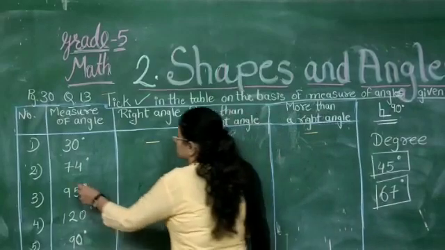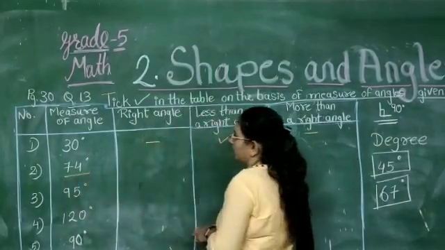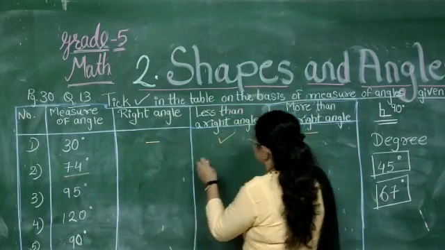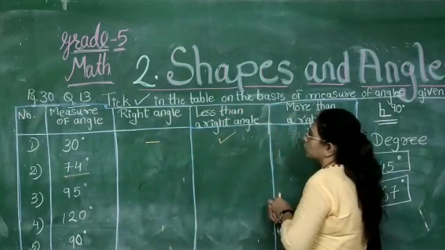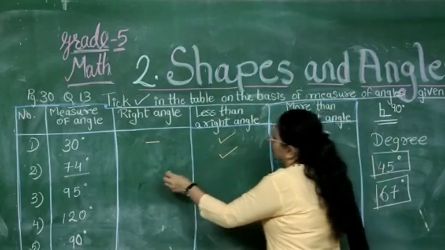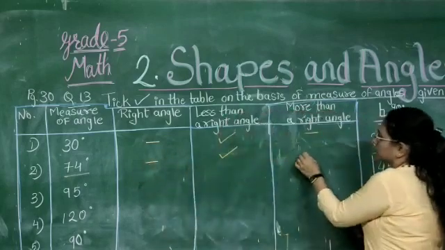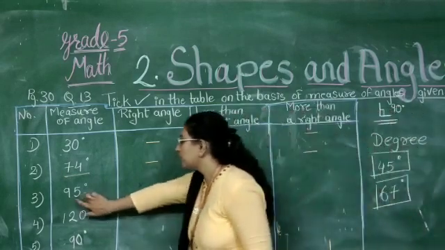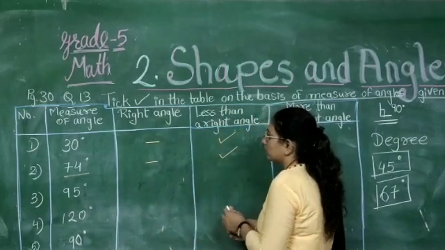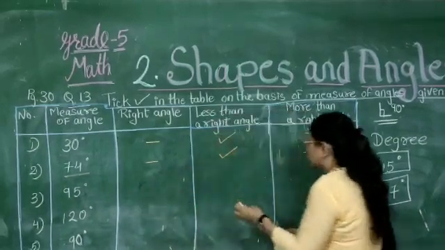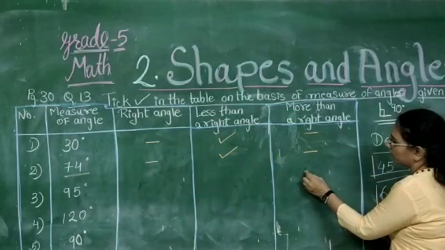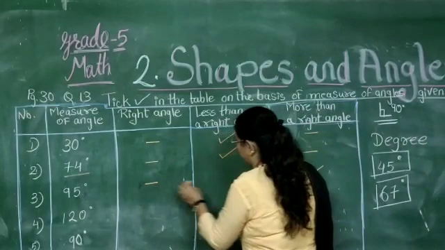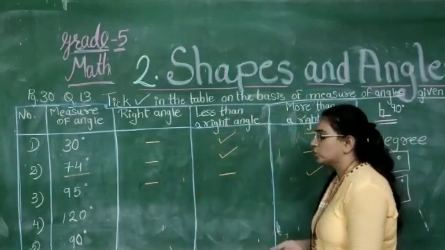The next is 74. 74 we have to see. Is it a right angle? No, it is less than a right angle. So we can tick over here. It is not the right angle and it is not more than a right angle. Now 95. 95 is more than 90, right? So we will tick in the third column, and in the first and second column we will put a hyphen, means the dash.